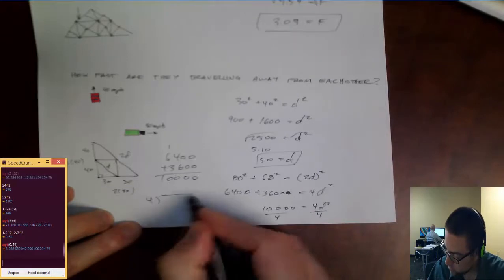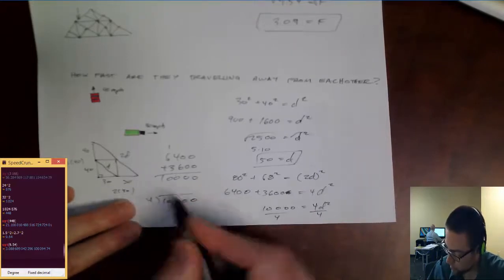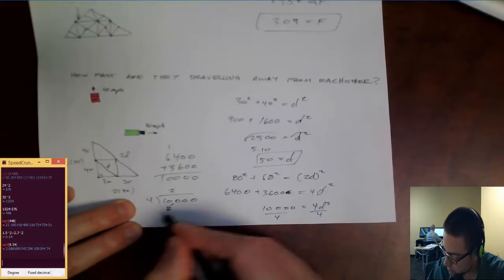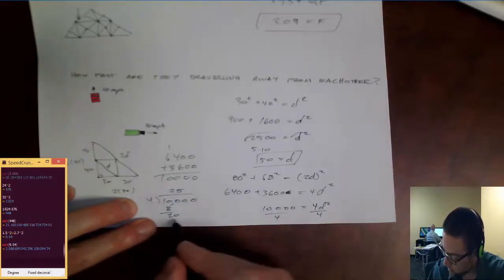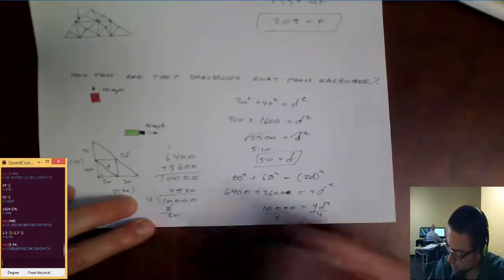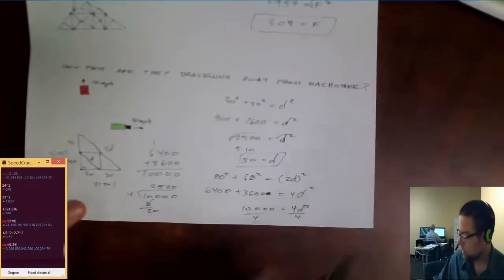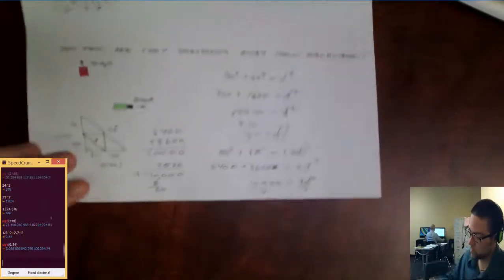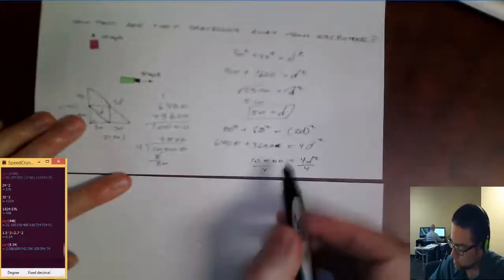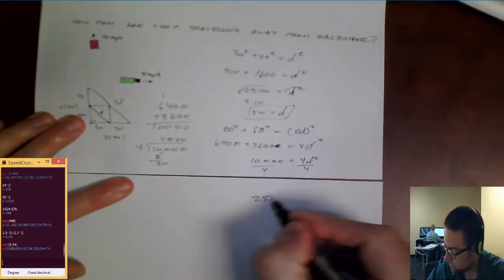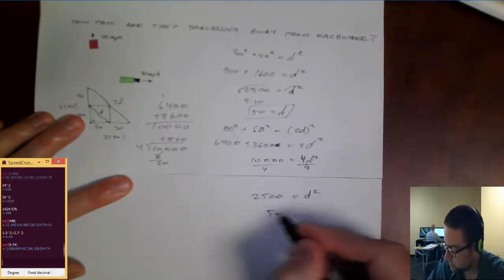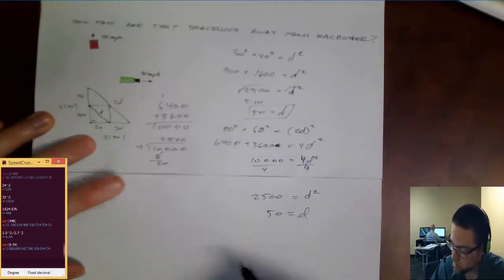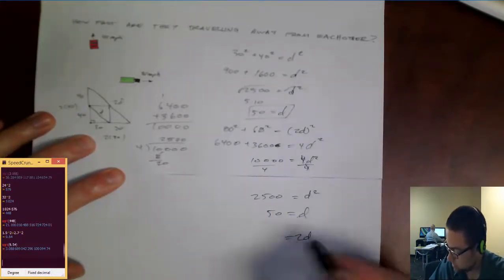So 4 goes into 10 2 times. 10 minus 8 is 2. 4 goes into 20 5 times. And 0, 0, right? So 10,000 divided by 4 is 2,500 equals d squared. Square root both sides, I get d is 50 again. So 2d is 100.